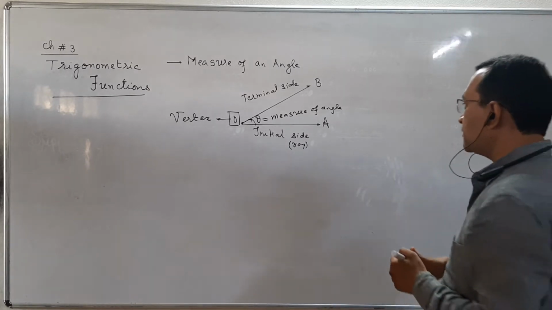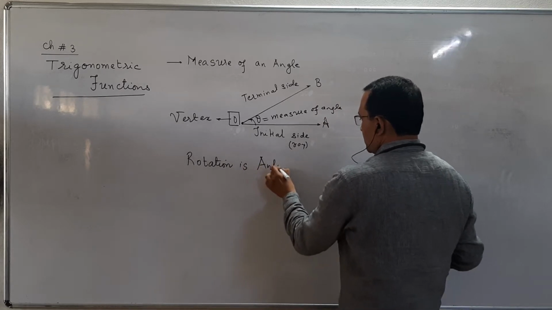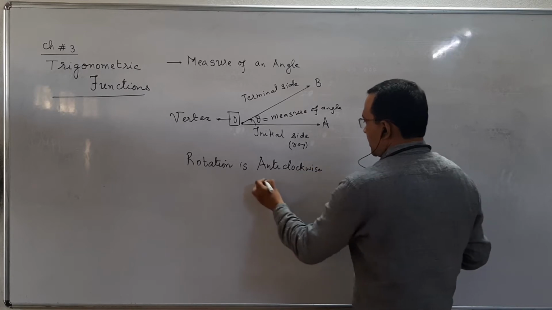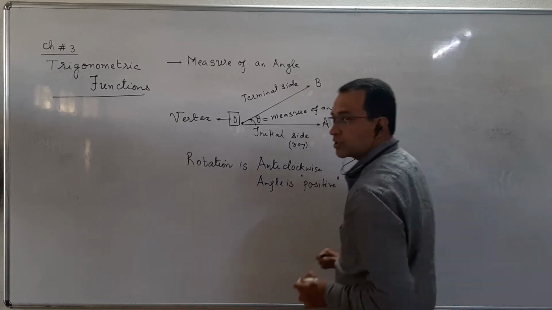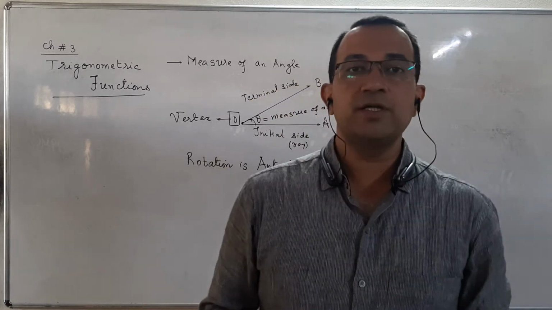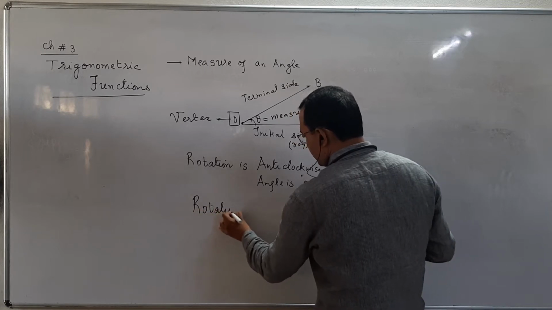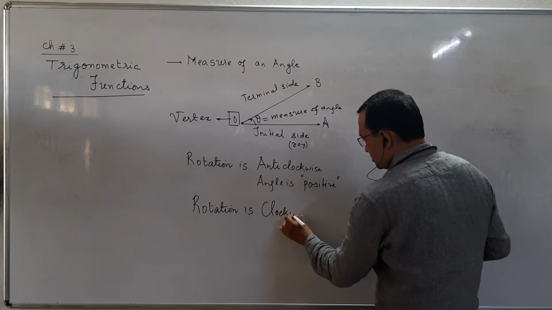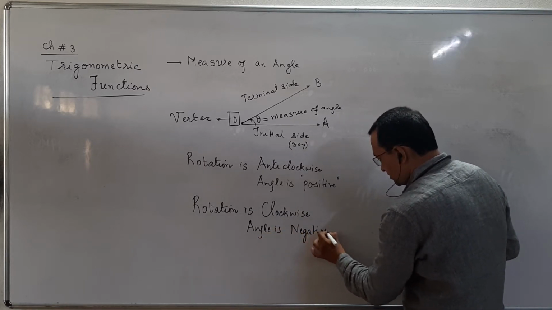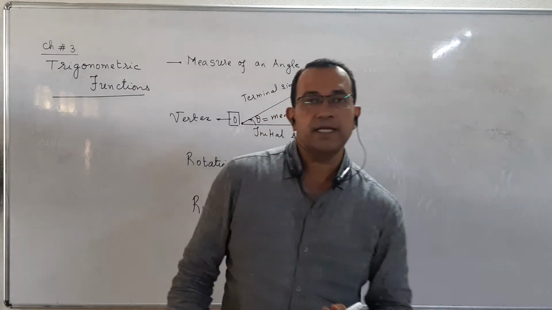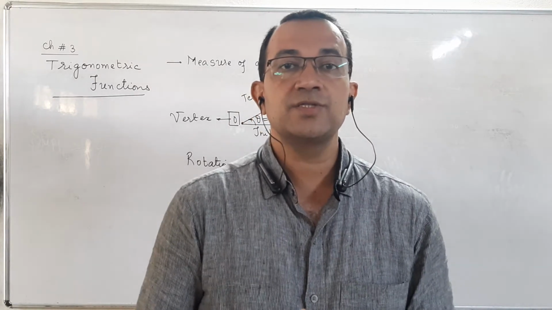Now, students, the general convention: if the rotation is anti-clockwise, the angle is considered positive. Now, why? This is the convention, students. I cannot explain why, but I can only tell you these are conventions, practice which we have to follow. And if rotation is clockwise, then the angle is considered negative. The value of angle is considered negative. Clear, students? So here we go very slow, but we should understand the definitions very perfectly.